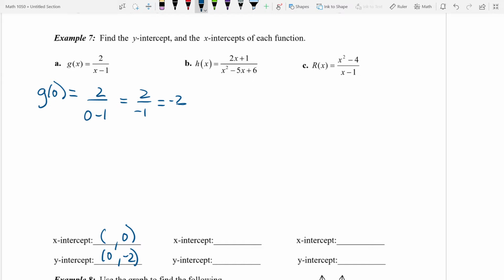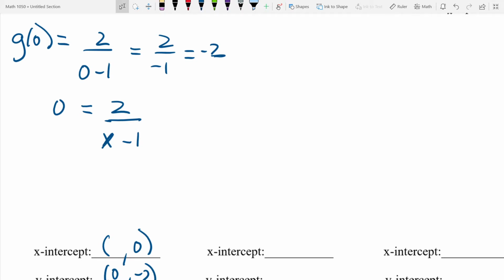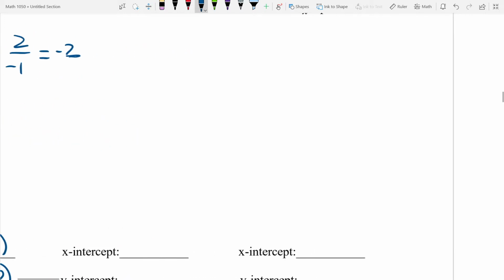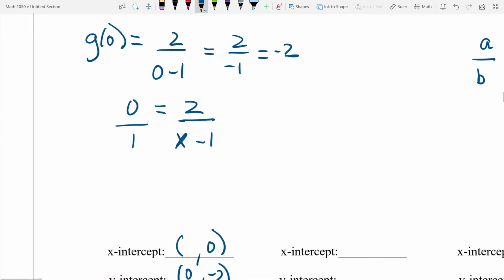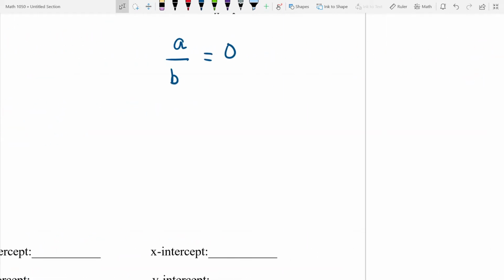Okay? Listen. To find the x-intercept, you let y be a 0. Okay? Everybody go 0 equals 2 over x minus 1. Now I could cross multiply. Okay? But how about this? If I have a fraction a over b, and I know the fraction is 0, that's what I just did. The only way that a fraction can be equal to 0 is if what? Tell me. The top is a 0.